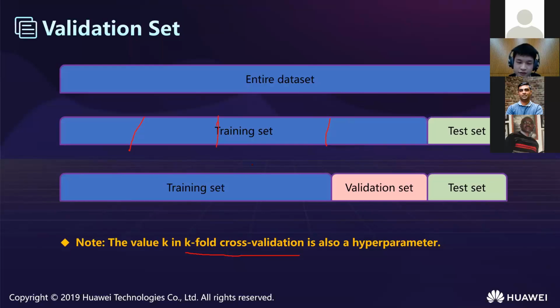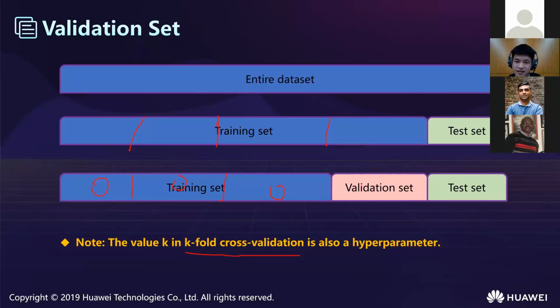And in the first training, we only use this part and this part as the training set. So we will use these data sets to train the model. And then we need another set called the validation set. The validation set we will not put into the model when we train the model.